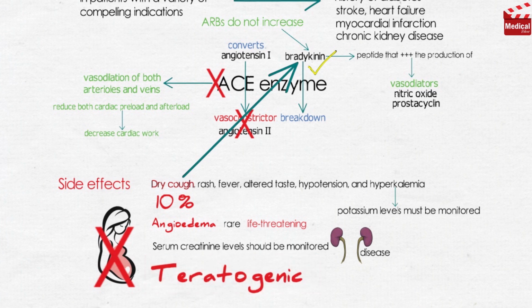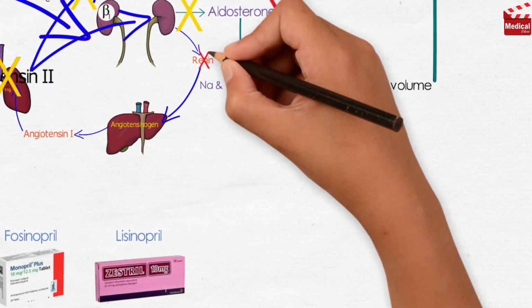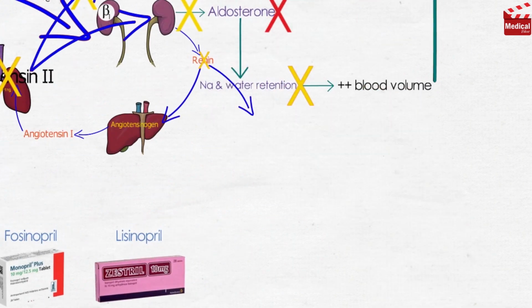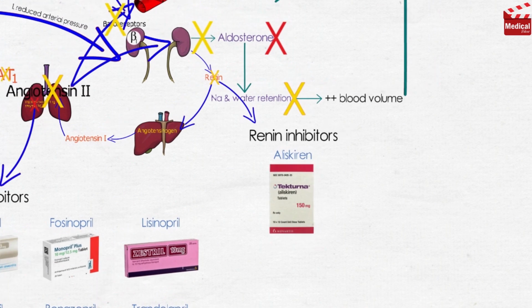These agents should not be combined with ACE inhibitors, due to the similarities between them. And finally, the third category is the renin inhibitors, such as aliskiren. It directly inhibits renin, and it lowers blood pressure about as effectively as ARBs and ACE inhibitors. It should not be combined with an ACE inhibitor or ARBs.